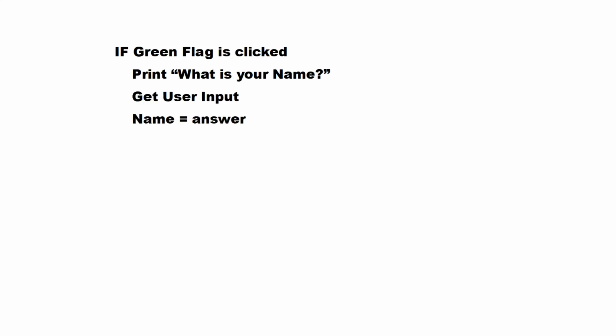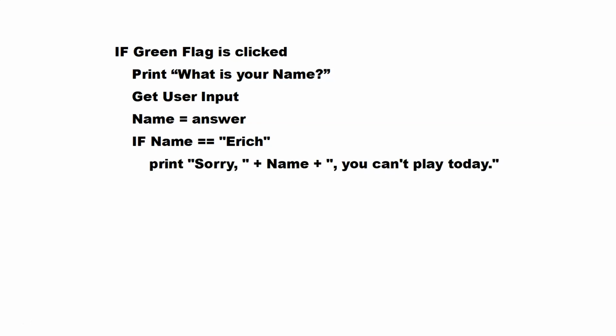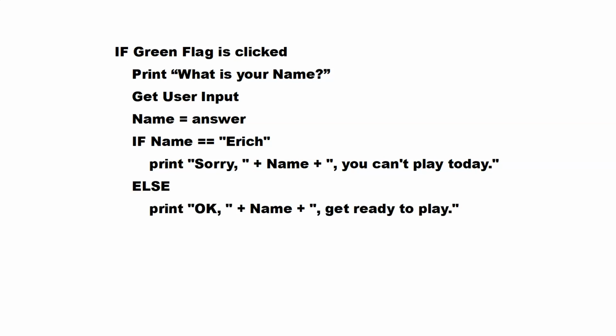So we're starting off the same. If the green flag is clicked, print what's your name, and then get the user input. Assign the user input to the name variable. And now we've got another if statement. So this time we're asking if the name is equal to Eric, print, sorry, the name, you can't play today. Otherwise, or else, print OK, and then the name variable, and then get ready to play. Otherwise, do nothing. So now this second else relates back to the first if.